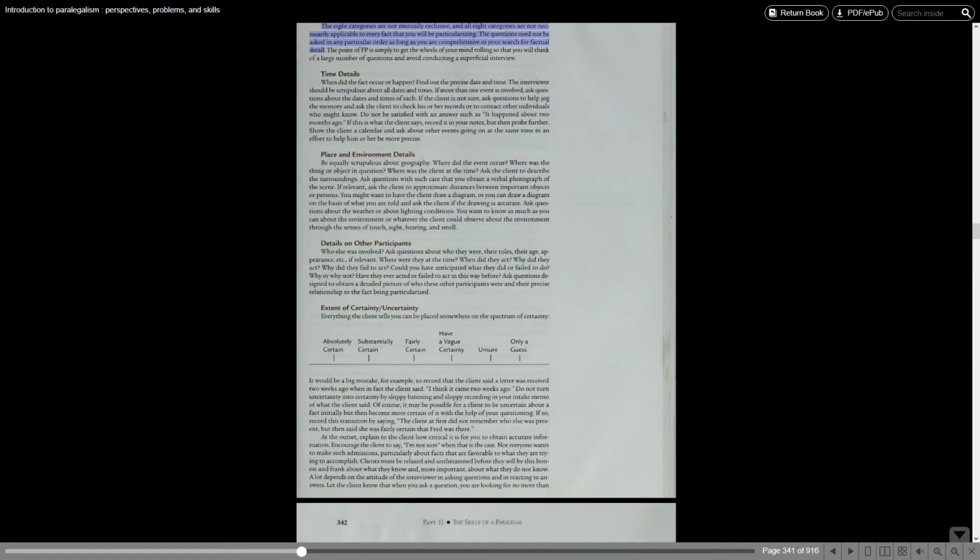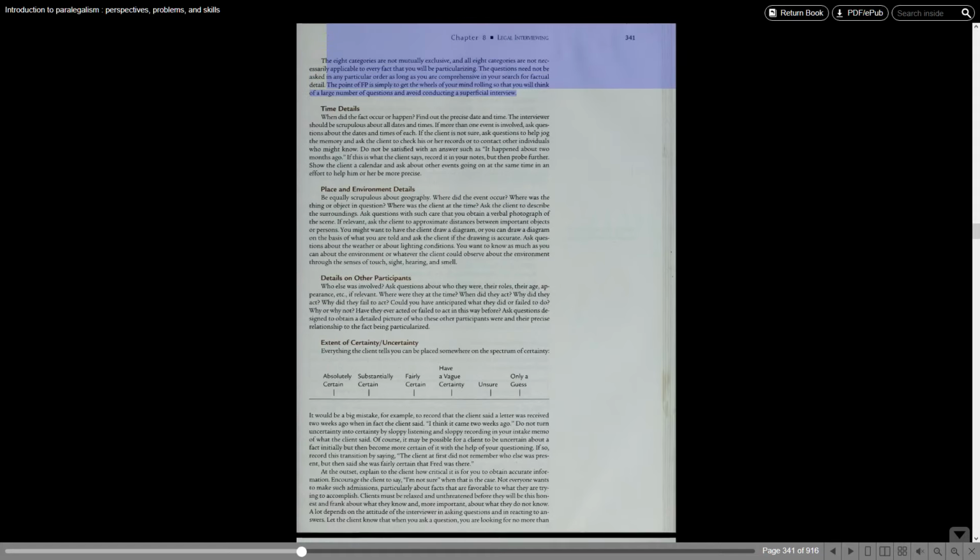The 8 categories are not mutually exclusive, and all 8 categories are not necessarily applicable to every fact that you will be particularizing. The questions need not be asked in any particular order, as long as you are comprehensive in your search for factual detail. The point of FP is simply to get the wheels of your mind rolling so that you will think of a large number of questions and avoid conducting a superficial interview.